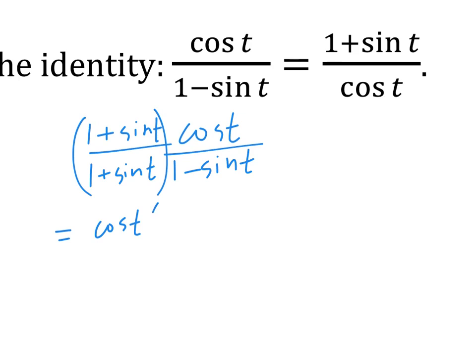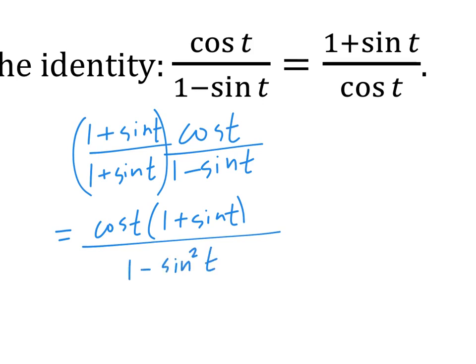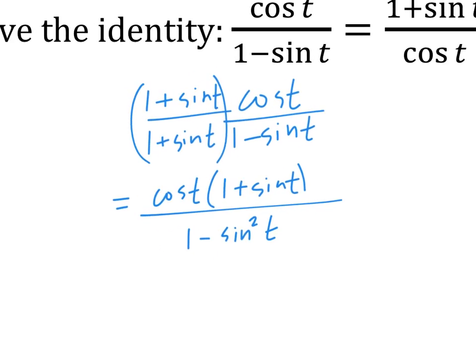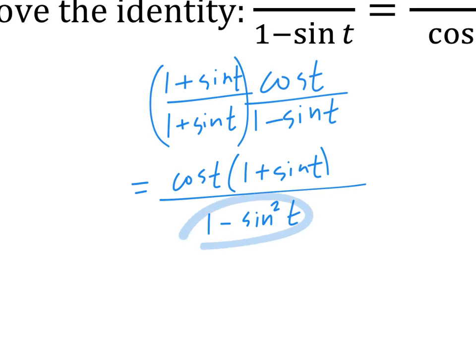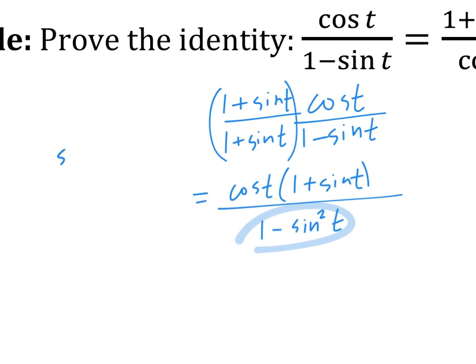Okay, so it's going to be cosine times 1 plus sine t over, in the denominator, I have 1 plus sine times 1 minus sine. That tells me I'm going to get 1 minus sine squared t, because of a squared minus b squared. Okay, be mindful of the target. I see that this part reminds me of sine squared plus cosine squared is 1. So I can see that if I just subtract sine squared t on both sides, I would get cosine squared t.